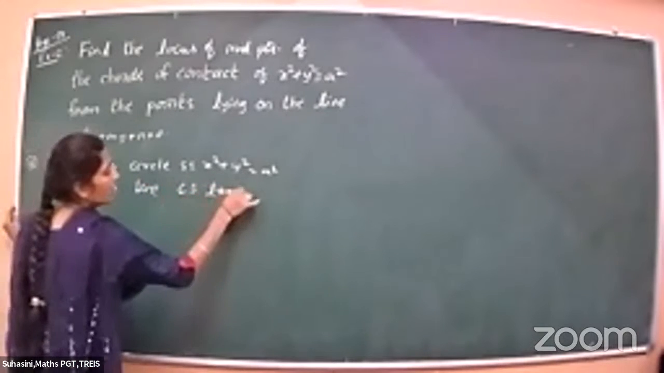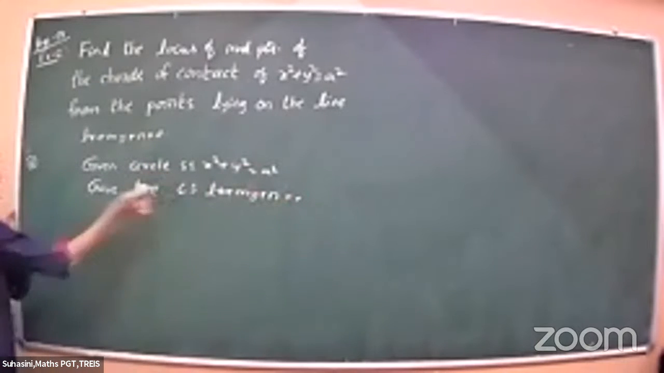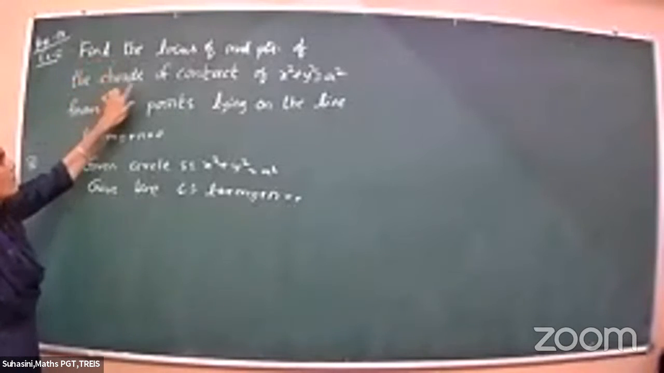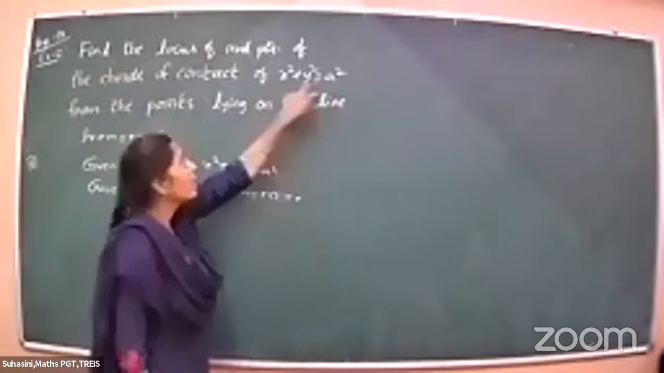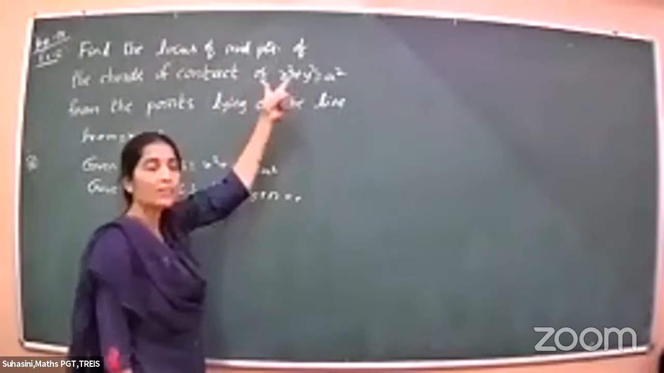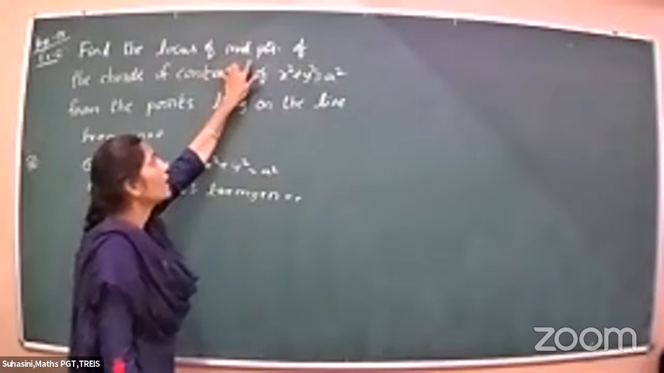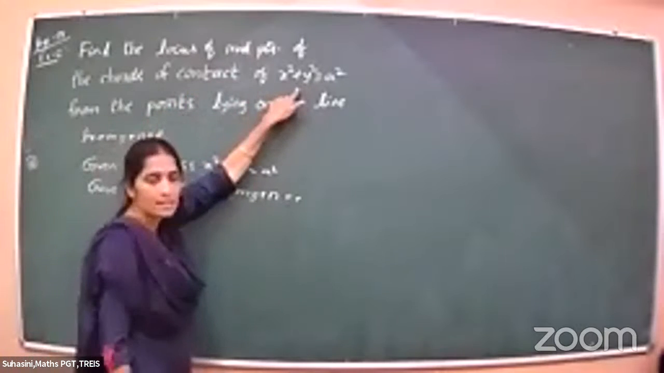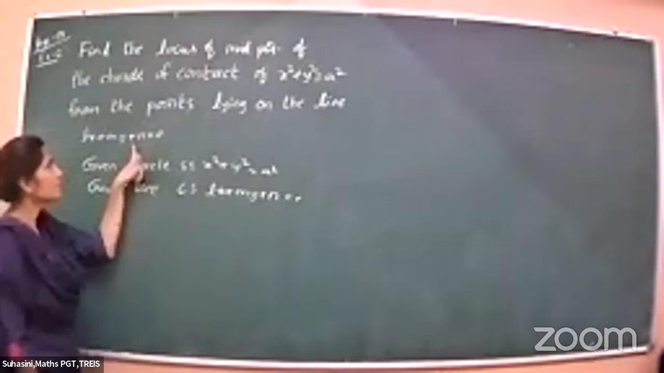Let us discuss what is the relation between this point and this line, why this circle and this line are given in the question. The locus of midpoints of the curves of contact. So we need to find out the curve of contact of this circle from the point. And for that curve of contact, we have to find the midpoints. The locus of such midpoints we need to find out. And the curve of contact of this circle with respect to which point? From the point lying on this line.